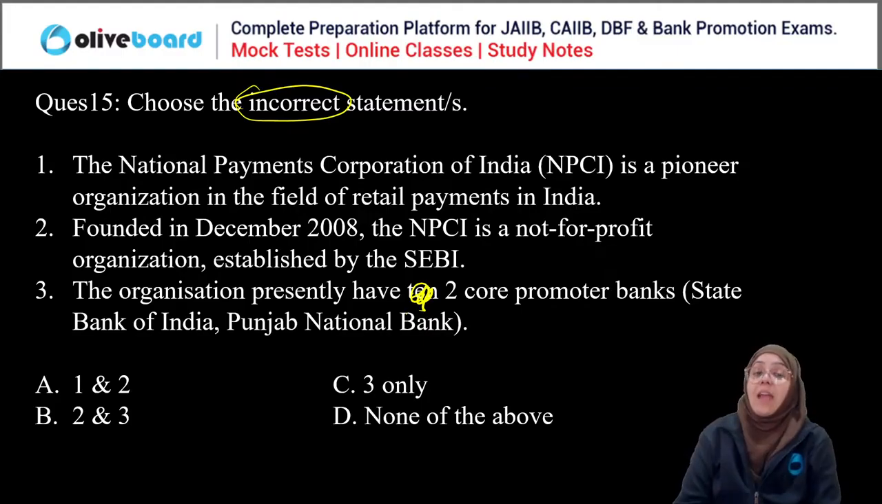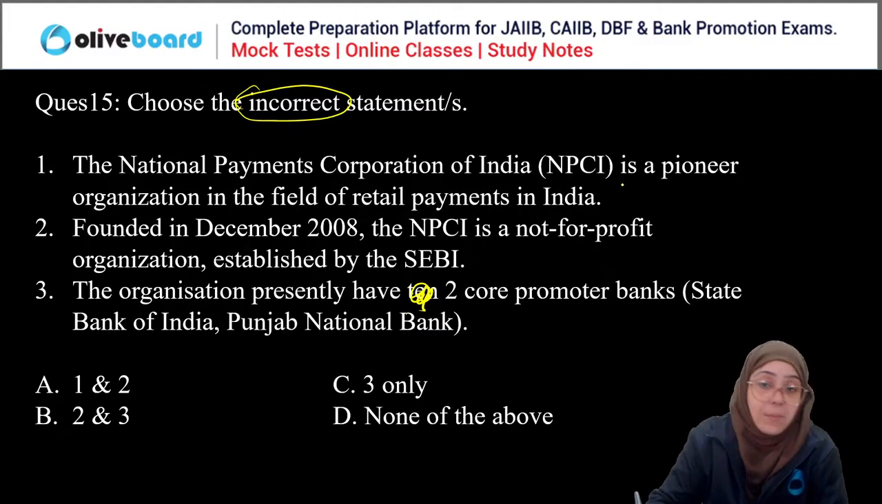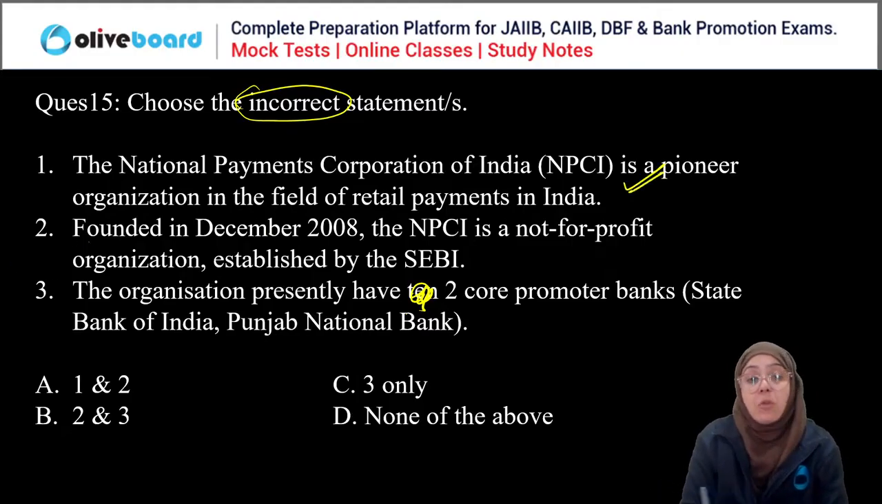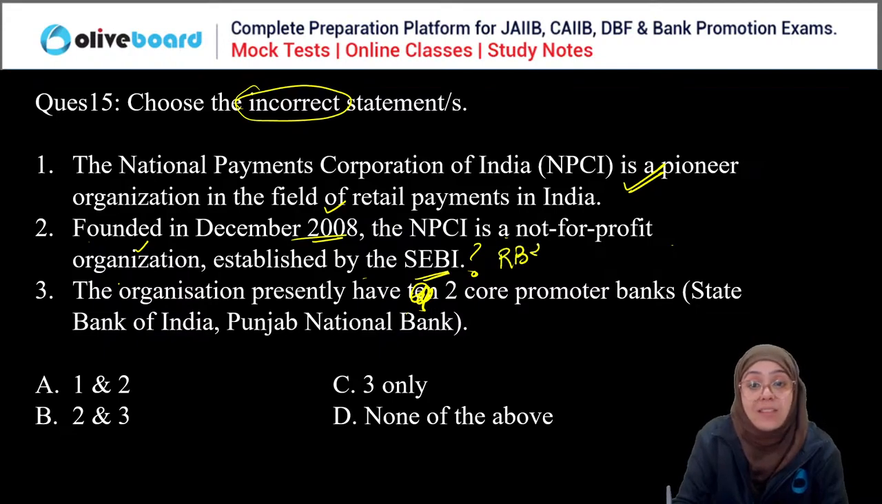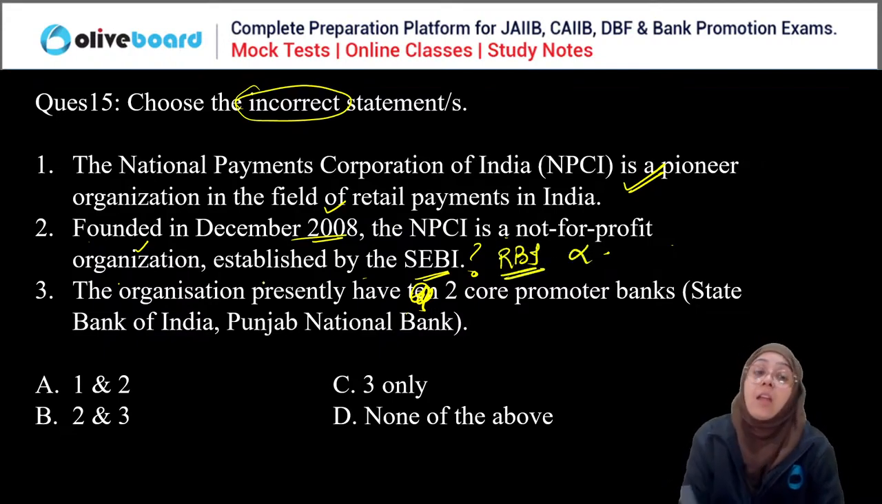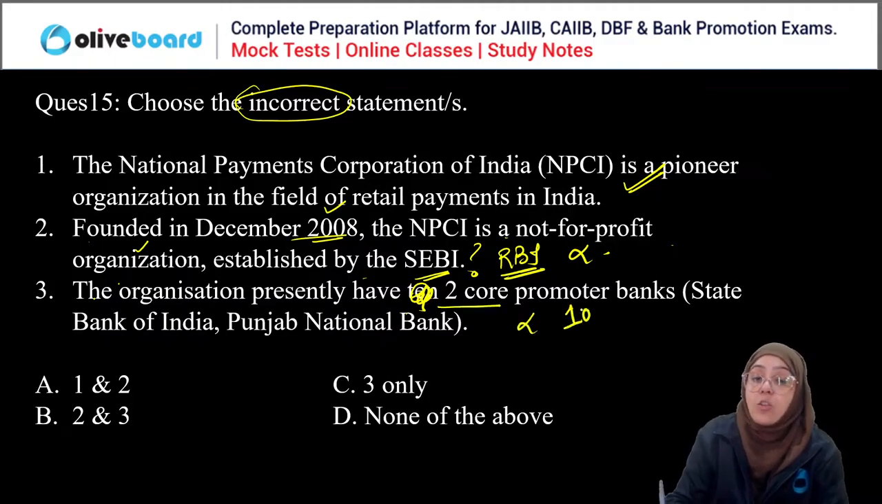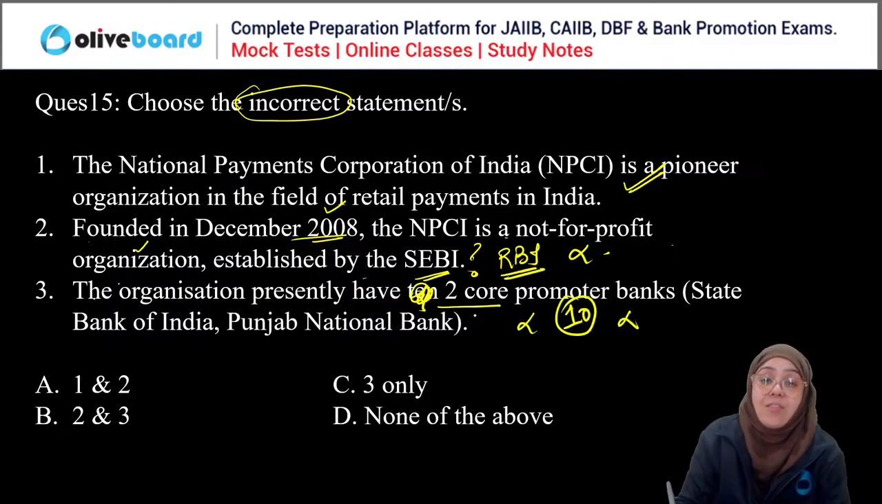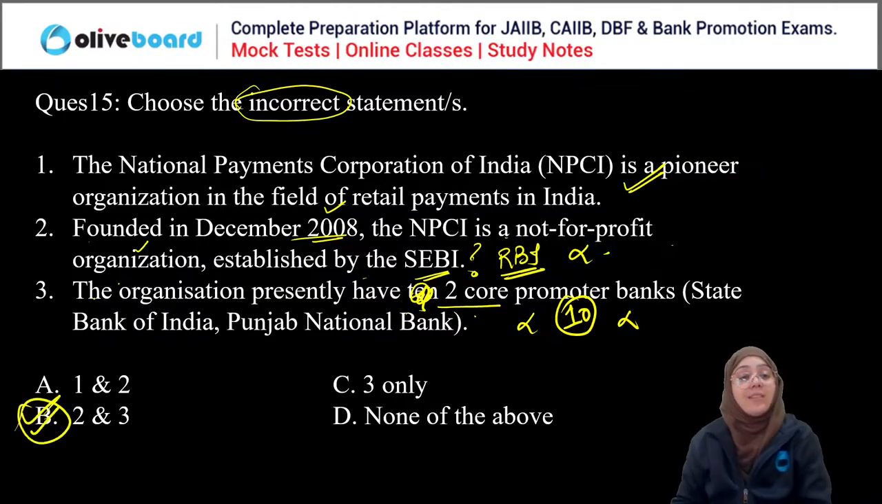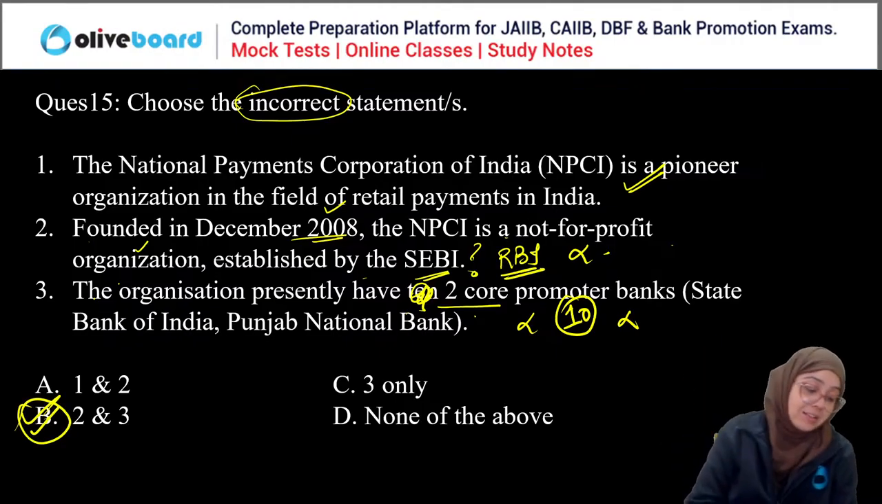First, NPCI, National Payments Corporation of India, is a pioneer organization in the field of retail payment systems in India. Correct statement. Founded in December 2008. Correct. NPCI is a non-profit organization. Correct. Established by SEBI? No, it is established by the Reserve Bank of India. So that is false. The organization has two core promoter banks? No, it has 10 core promoter banks. So the second and third are the incorrect ones. We have to choose the incorrect statement, so B is the correct answer here.